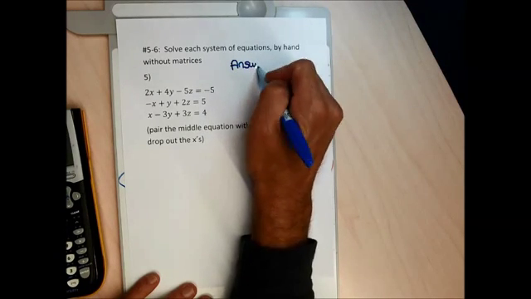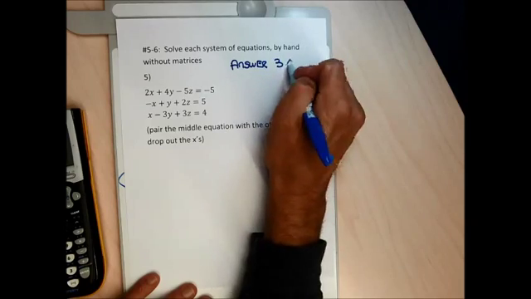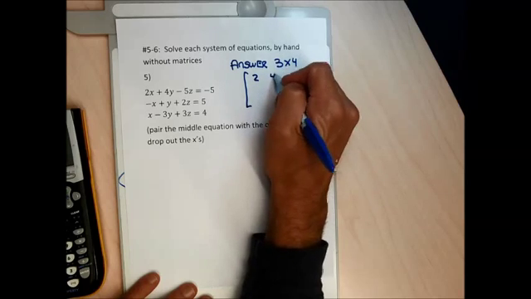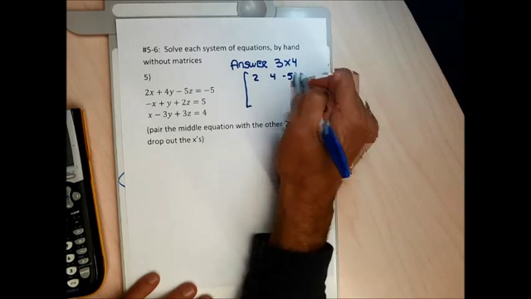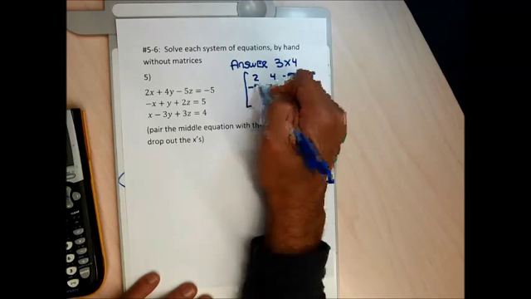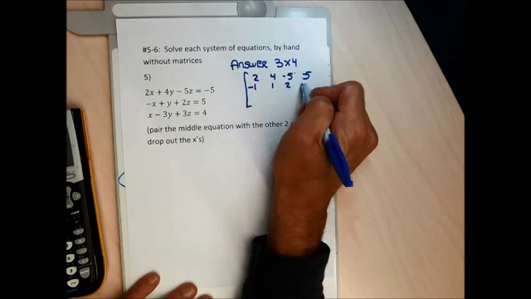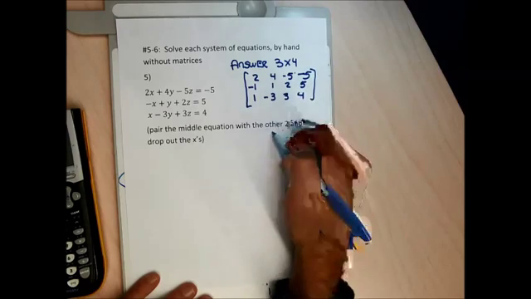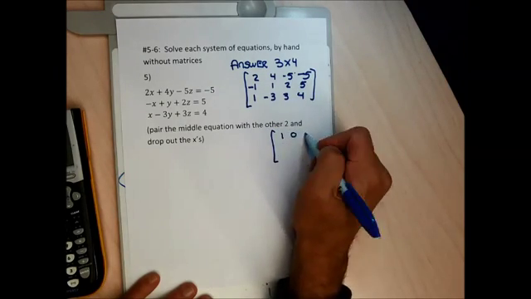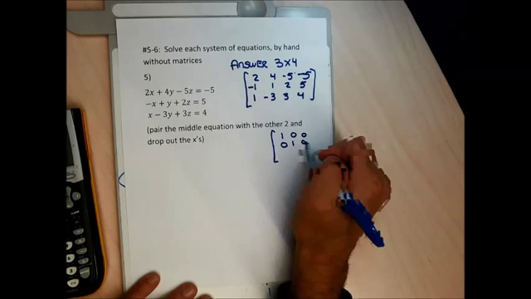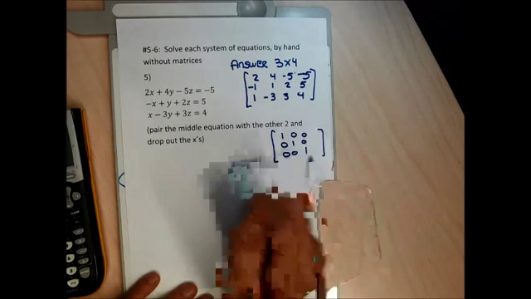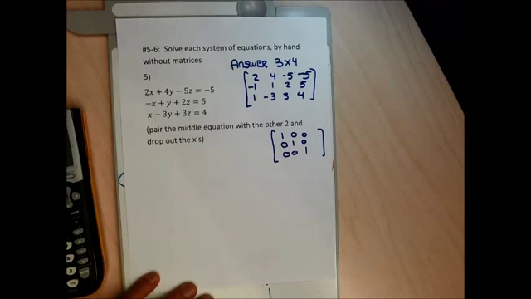To get my answer, I'm going to enter a 3 by 4 matrix, and the 3 by 4 matrix I'm going to enter is going to be 2, 4, negative 5, negative 5, negative 1, 1, 2, 5, 1, negative 3, 3, 4. And when I enter this, it's going to come back with 1, 0, 0, then a number, 0, 1, 0, and then a number, 0, 0, 1, and then a number. The numbers in this far right-hand column are going to be my solutions in the order x, y, and z.